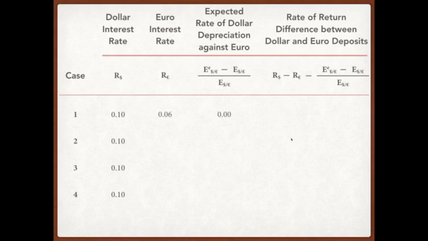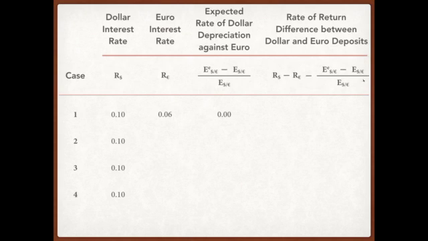So if we assume that the euro interest rate is 6% compared to 10% in the United States, and also that the dollar is not expected to depreciate, that the relative values of dollars and euros are going to remain constant during the time period of this investment, then we don't have to take into consideration this last portion of the rate of return difference calculation. This is going to be equal to 0. The relative exchange rates are going to remain the same. So all we really need to look at is the rates of return.